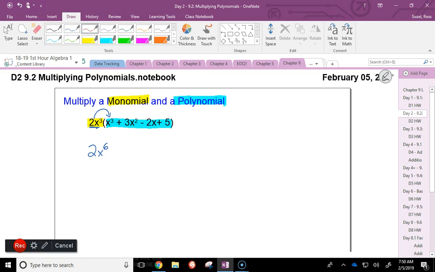We go to the next one. Now I'm doing 2x cubed times 3x squared. You multiply your coefficients. 2 times 3 is 6. And my variable was to the third power and to the second power, so it is now to the fifth power.